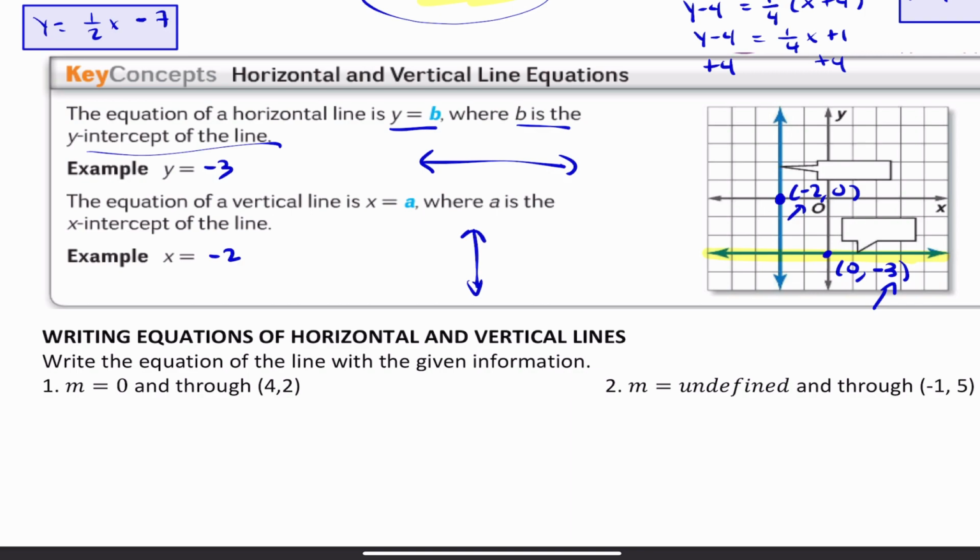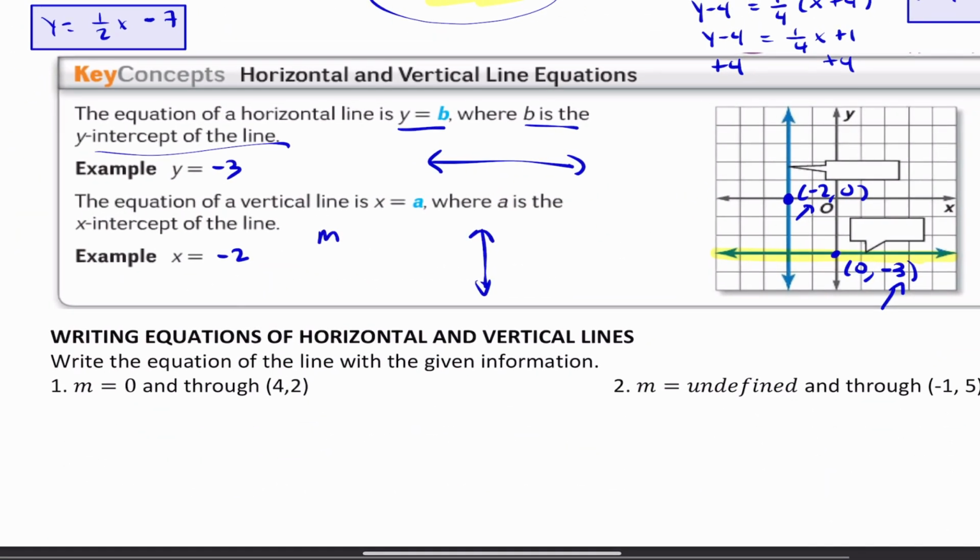Okay, the slope is indeed undefined, y'all. The slope is indeed undefined, but you don't write x equals undefined. The equation of this is x equals -2, and it's the same thing for this one right here. The slope of this is 0, yes, but you don't write y equals 0. You will write y equals -3. So really, if you have an undefined slope, you will always use x equals, and if you have a 0 slope, you will write y equals.